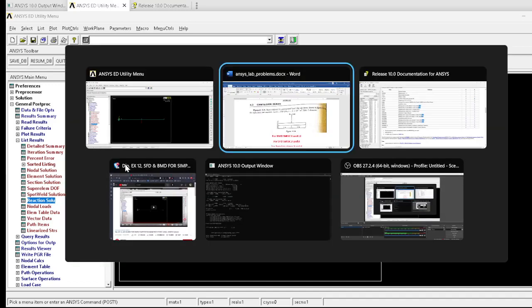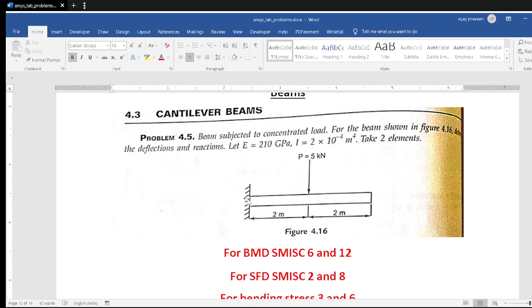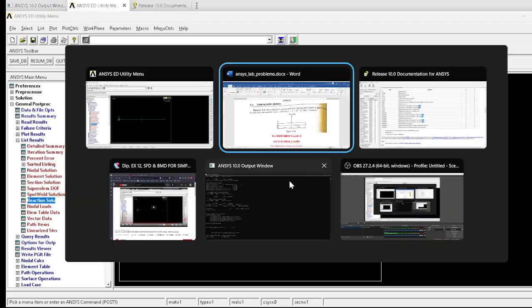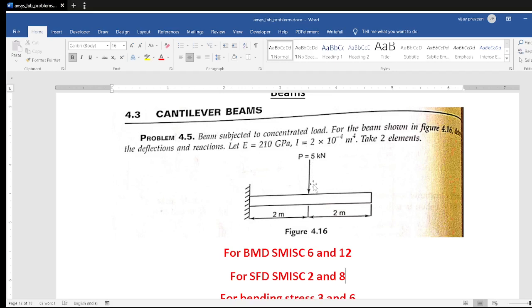So which node did we fix? Node 1. Therefore reaction will be produced on node 1 only, whereas at node 2 and 3 there is nothing. Therefore at node 1 only, so 5000 is there. Because we applied a 5000 constant load, therefore minus 5000, and this is plus 5000. And also because of this load, what will happen? There is a bending moment taking place.